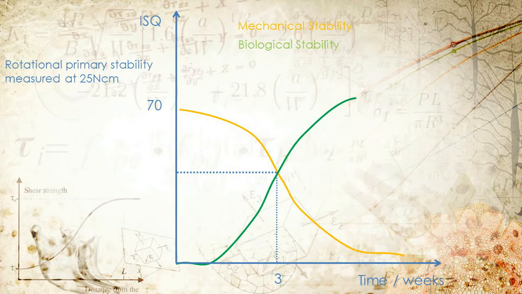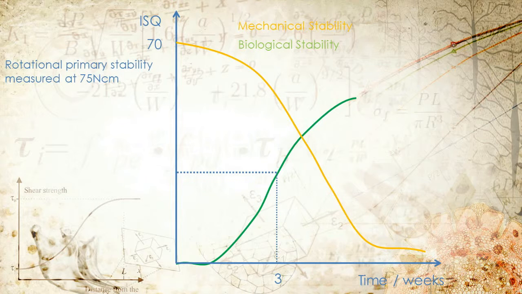So I've tried to repeat those graphs with my very poor hand-drawn curves. Let us imagine you insert an implant with 25 Newton centimeters and you get an ISQ of, say, 70. Perfectly reasonable. And you get a remodeling process, which we know takes place around 3 weeks. What happens then if you say, no, I want to feel good about myself, so I'm going to actually increase the insertion torque to 75 Newton centimeters? You still get the same ISQ. Many, many studies show that.